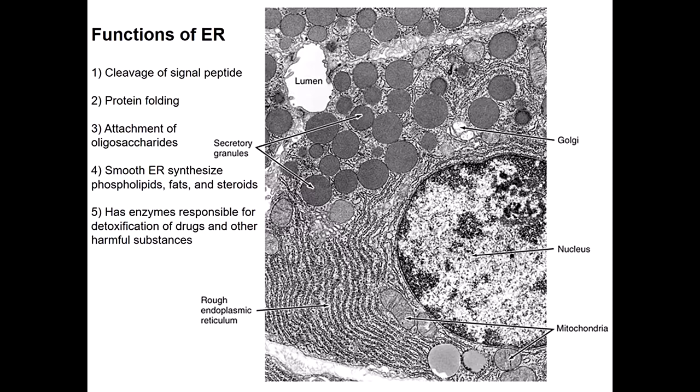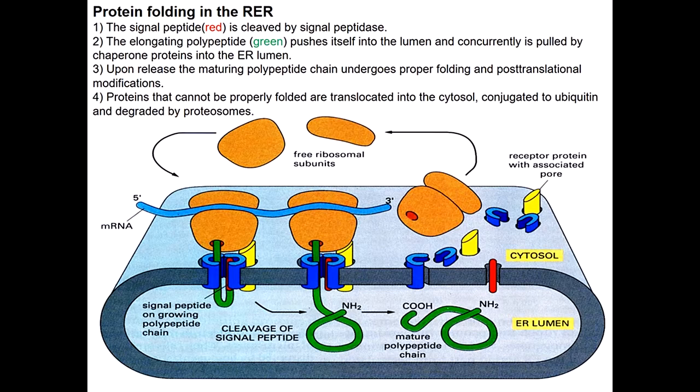So, protein folding in the rough endoplasmic reticulum. Proteins typically need to be folded to have their characteristic normal function, and this occurs in rough endoplasmic reticulum as shown. Here are our ribosomal subunits, here's our mRNA, here's our protein being translated from the mRNA. As this protein is being translated, a signal peptide, in red, is cleaved off. Once that signal peptide is cleaved off, the forming protein is pushed and pulled further into the lumen of the endoplasmic reticulum, and eventually it is released, whereupon that translocated protein can undergo appropriate folding to be able to carry out its normal function.